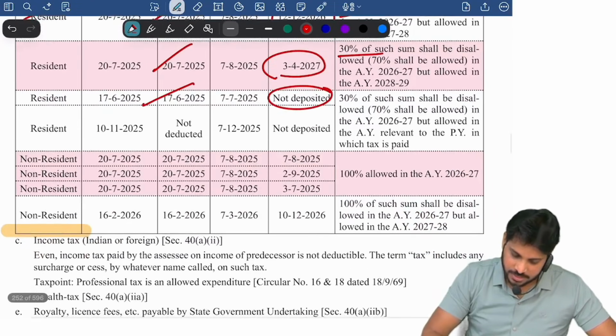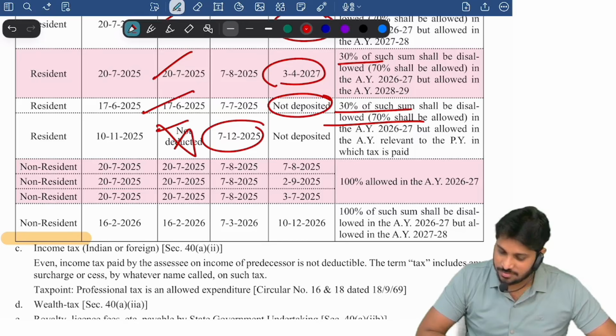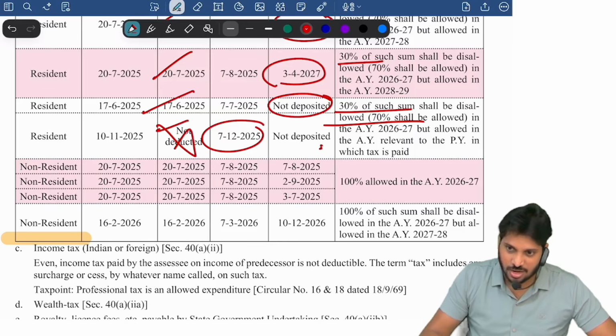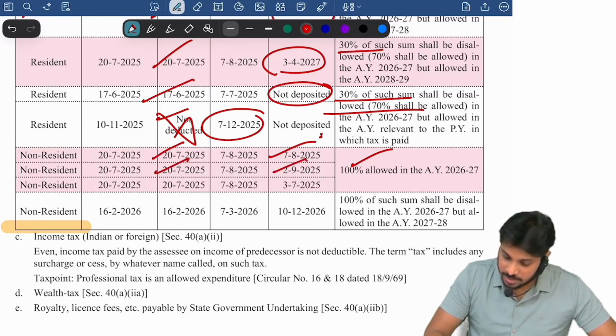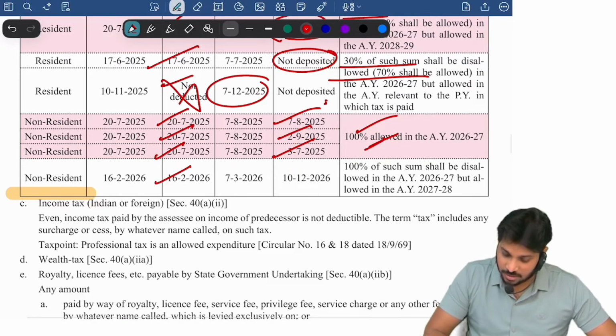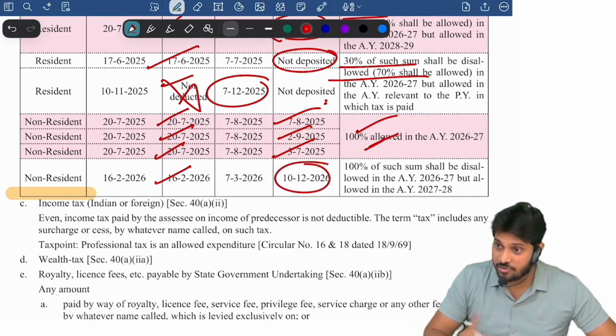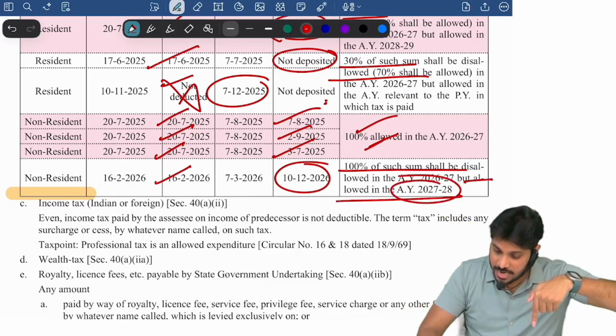Next, resident, deduction, no deposit. 30% is disallowed, and even if later also not deposited, doesn't matter. Next, non-resident. Deduction current year, remittance within due date, 100% allowed. Non-resident, deduction current year, remittance is in next year after due date. So 100% disallowed for this year. The same 100% will be allowed in the next assessment year.